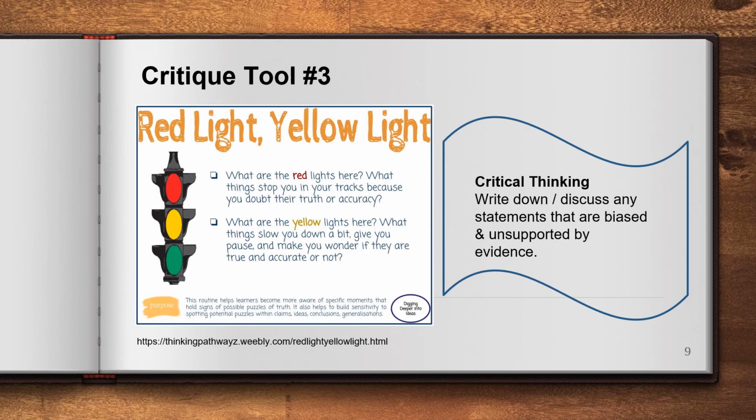Critique tool number three, red light, yellow light, is really good when you're reading something and you start to wonder whether it's actually factual. If you're concerned that somebody is perhaps spreading false information, you might jot down these things under a topic called red lights. If you're not quite so worried and you just think it's a little bit suspicious, you can make some notes under yellow lights. But the thing you do is you go and you cross-check that information in some other information sites so that you can decide whether they're factual.